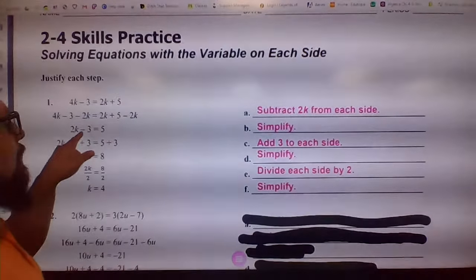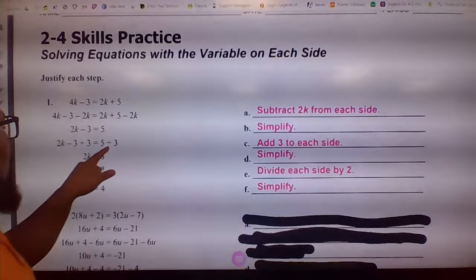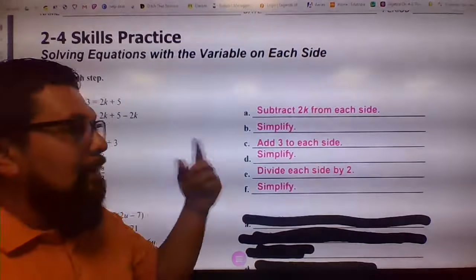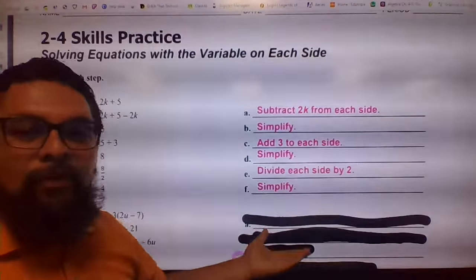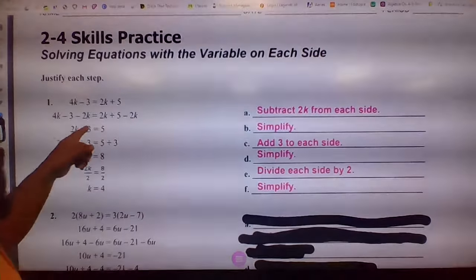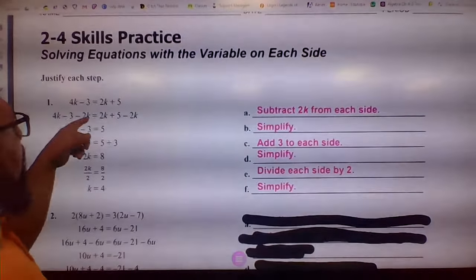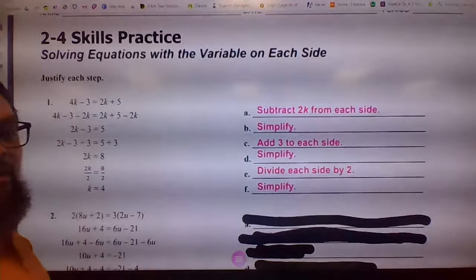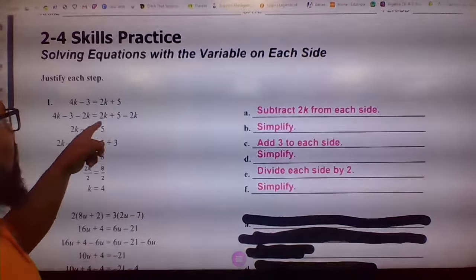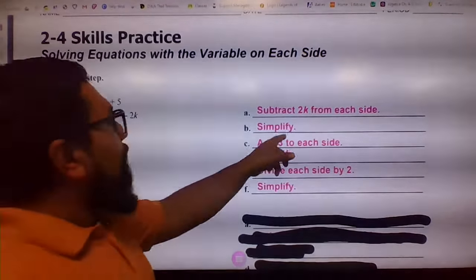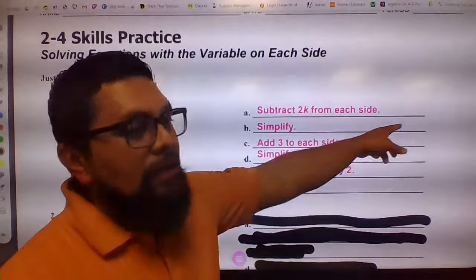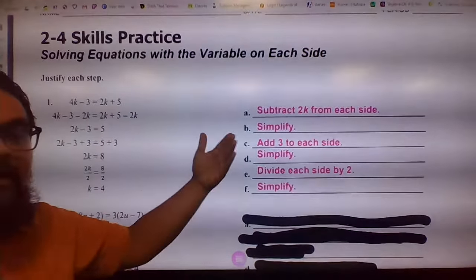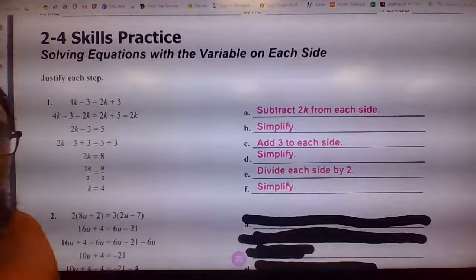After this, what are they going to do? They're going to add 3 to both sides. They explained that there. It's just one way of doing it. You can do it a different way. Like you could say, using the subtraction property of equality, I subtracted 2k from each side. Or right here, 2k minus 3, I simplified by subtracting 2k from each side. You can explain a little bit more, or you can do it like this. This is just letting you know how to answer number 1.